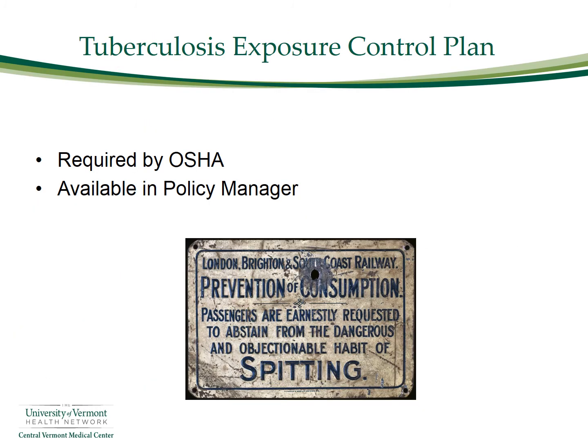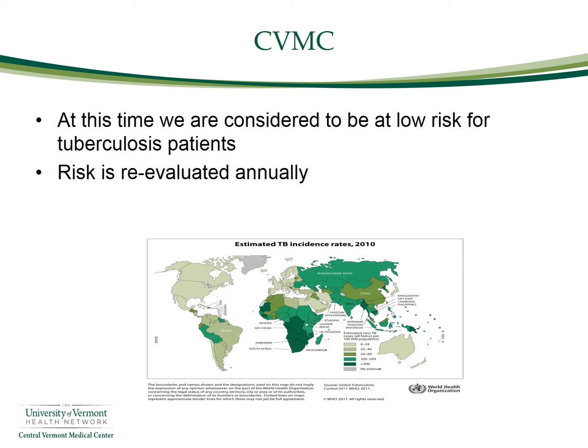Now we are going to discuss our tuberculosis exposure plan. The TB exposure control plan is required by OSHA and is available in Policy Manager. The plan is designed to reduce risk of transmission of tuberculosis to our patients, employees, and visitors. At this time, we are considered to be at low risk for tuberculosis patients.